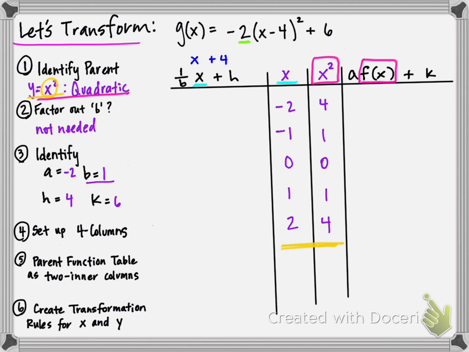Now over here on the right-hand side, we have a times f of x plus k. Well, a was negative 2. We're going to then multiply that with the x squared column, whatever's in there. So if the first one's 4, I'm going to put a 4 in. Second one is 1, I'm going to put a 1 in. And then I have plus 6. That's k. Okay, now let's do it, right? Let's actually see this in action.